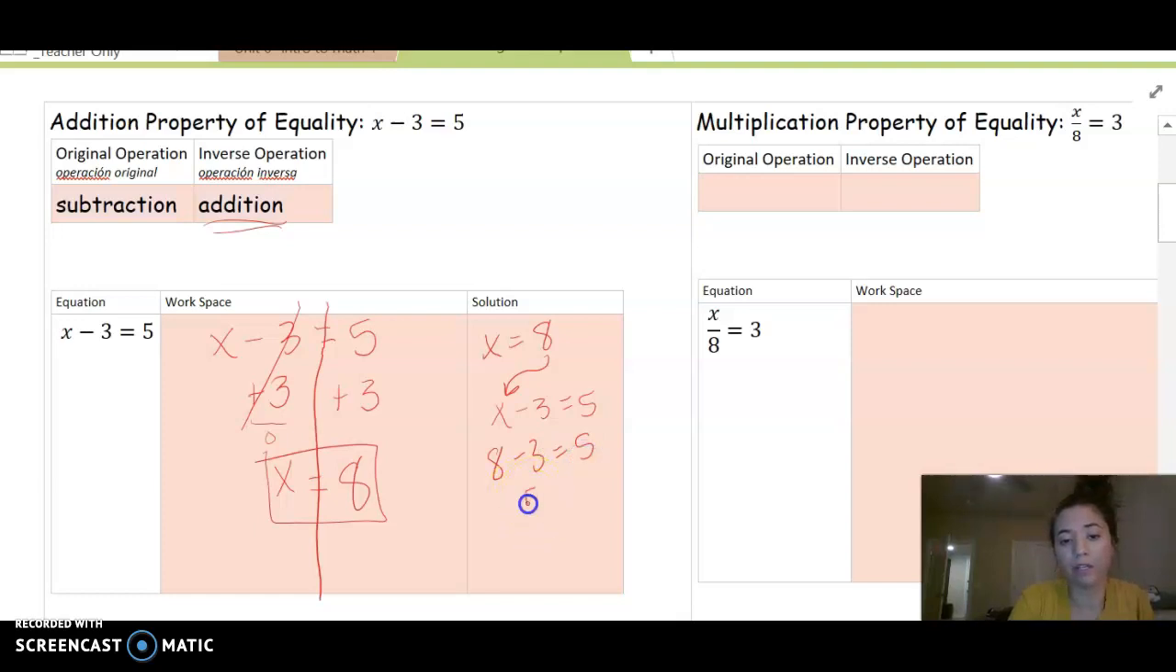8 minus 3 is 5. 5 equals 5. I know I did it right. X equals 8 really is my solution.